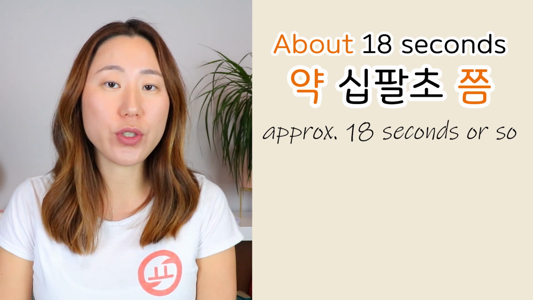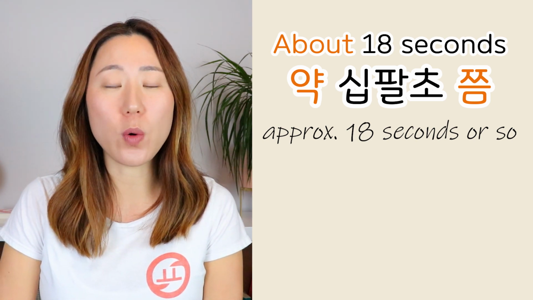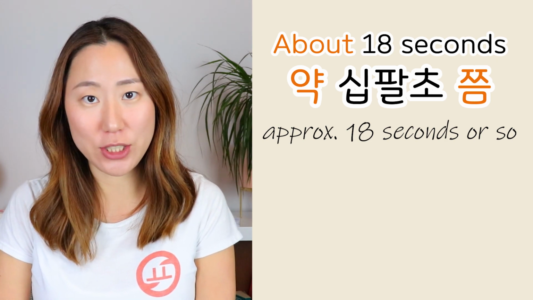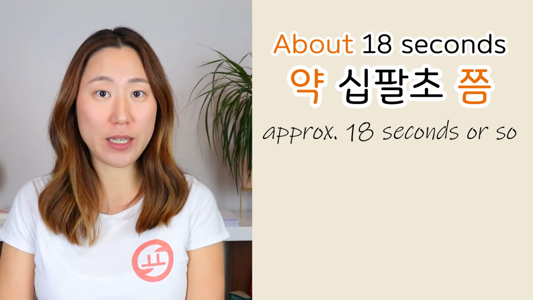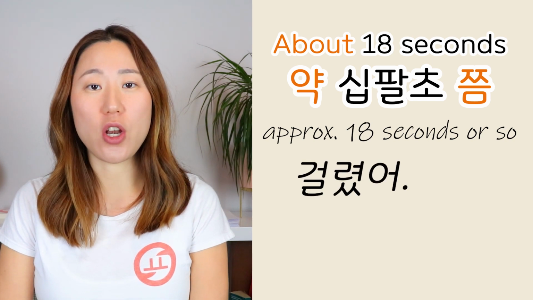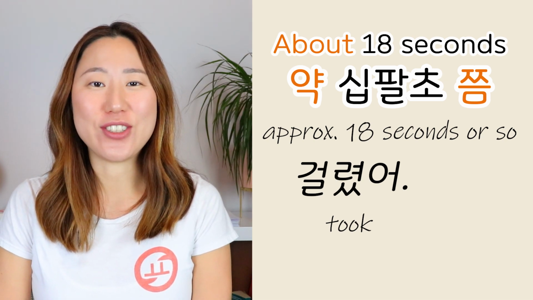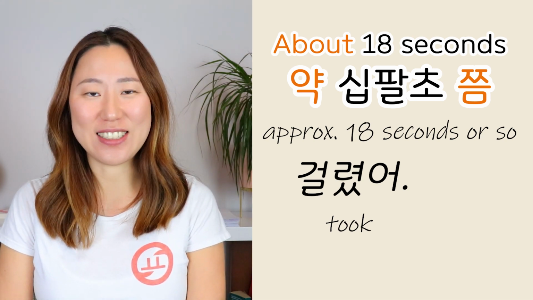You could choose to use the one before the number or the one after the number, or any kind of combination like I mentioned. If I want to add a verb here, I'm gonna use 걸렸어. It took. 약 18초쯤 걸렸어. It took about 18 seconds.